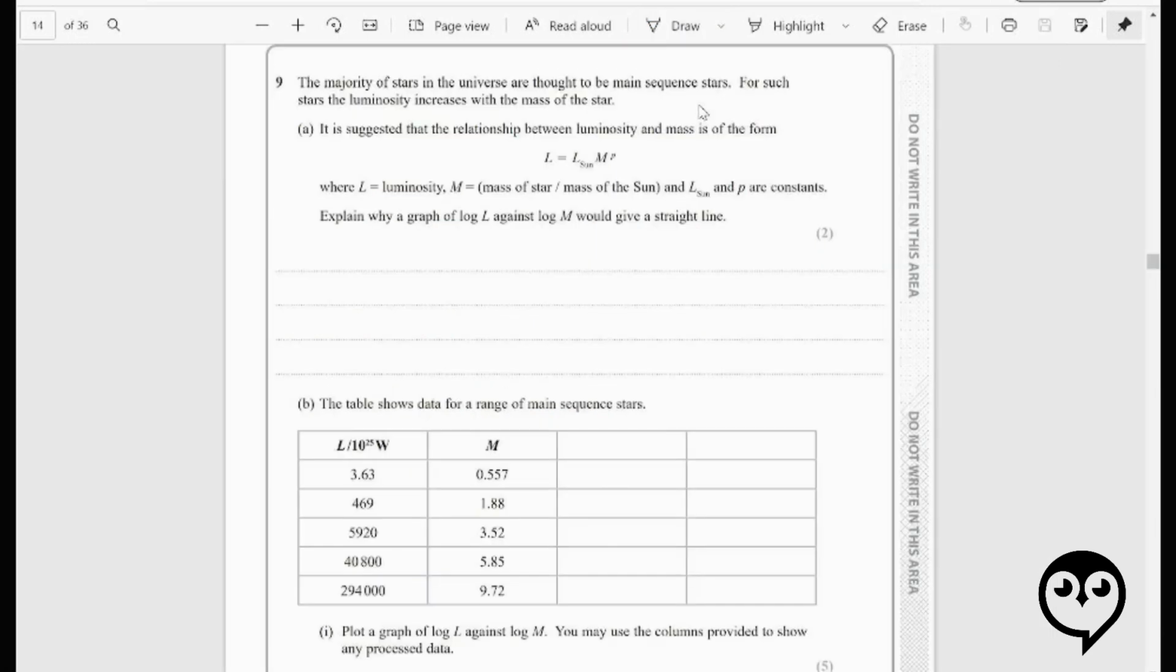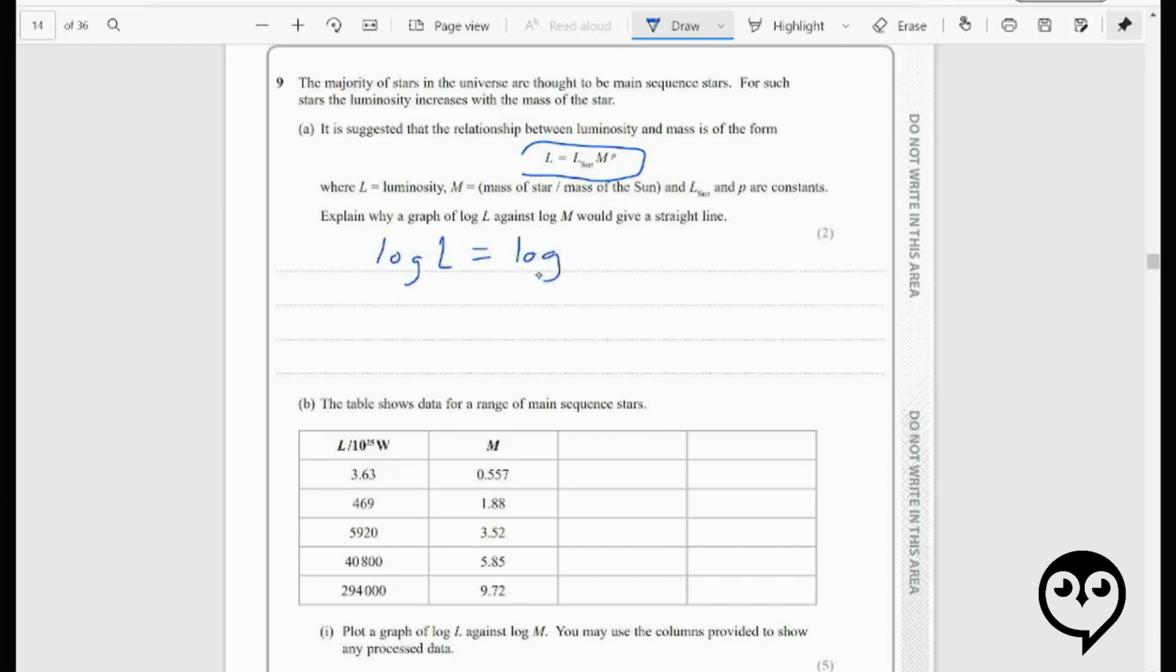Okay, and I've got an Edexcel paper 3 here. This is a question about luminosity of the stars. They've got a suggested relationship here. And so explain why a graph of log L against log M would give a straight line. Well, if you take the log of both sides of the equation, we'll use our rules of logarithms, and we'll split this up.